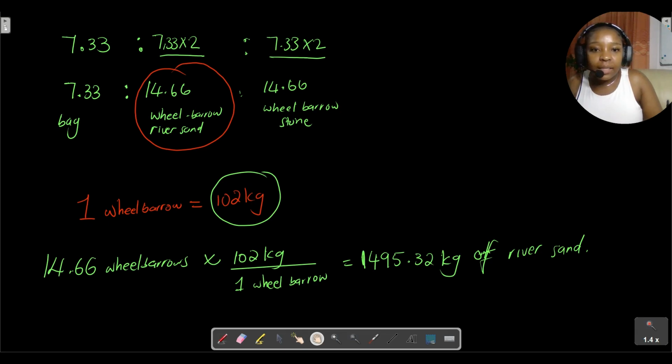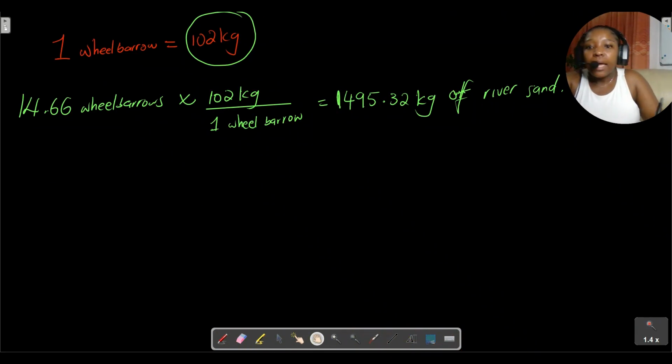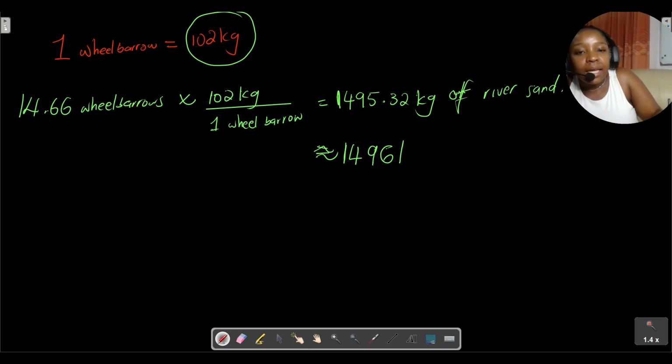We basically need that amount. And remember, because we're dealing with a real life situation, you can just round it off to the nearest whole number, which is approximately equal to 1496 kilograms of river sand.